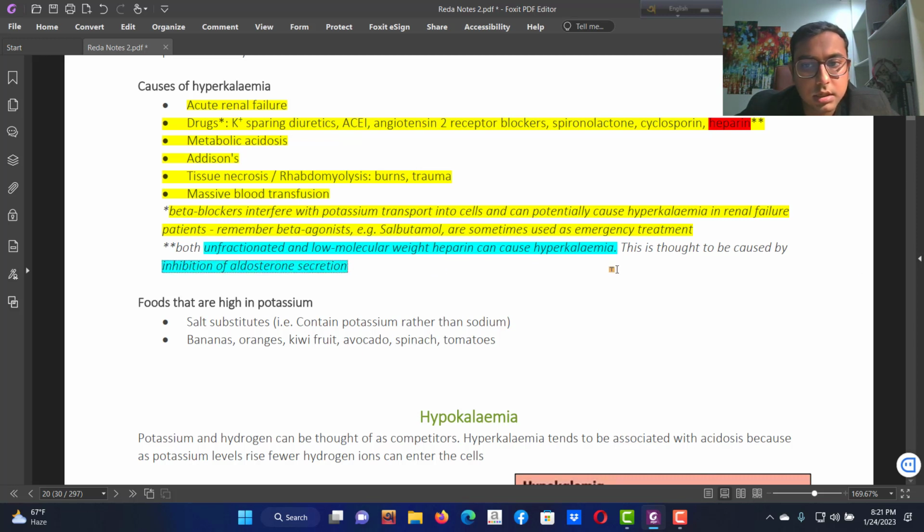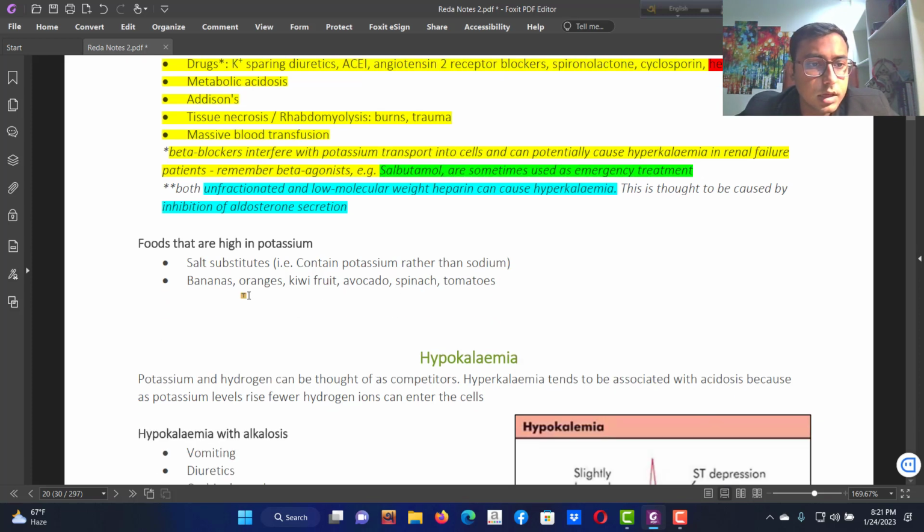Heparin inhibits aldosterone secretion, because aldosterone increases potassium excretion. But if you block the aldosterone, the potassium will remain within the blood vessels. In that case, hyperkalemia persists. That's why heparin causes hyperkalemia. It will inhibit aldosterone. And some of these are sometimes used as emergency treatment.